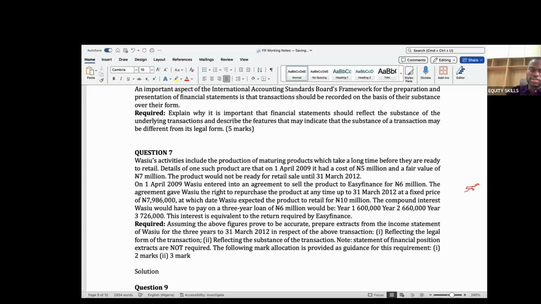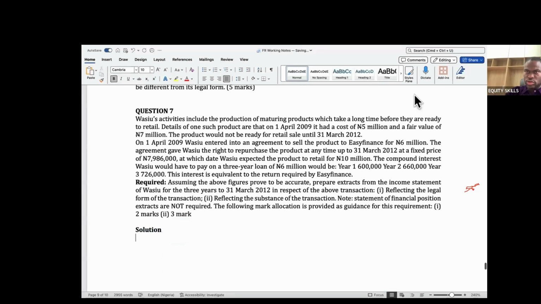Okay, let's look at this question again so that we can understand what they're talking about. Because a lot of people will sweat on this question. It's quite easy. It's also talking about substance over form. So this is looking at Wasiu's activities. It says it includes production of maturing products, which take a long time before they are ready.